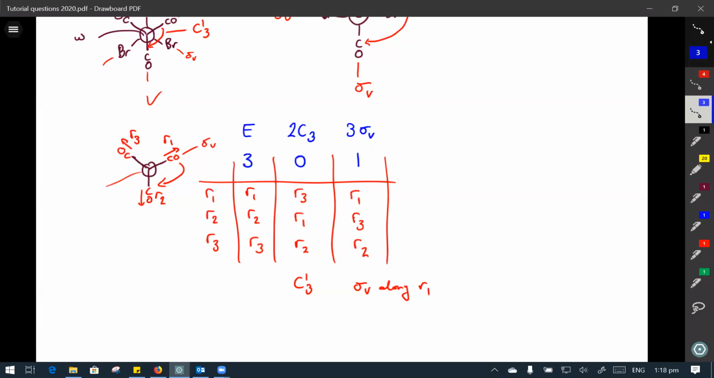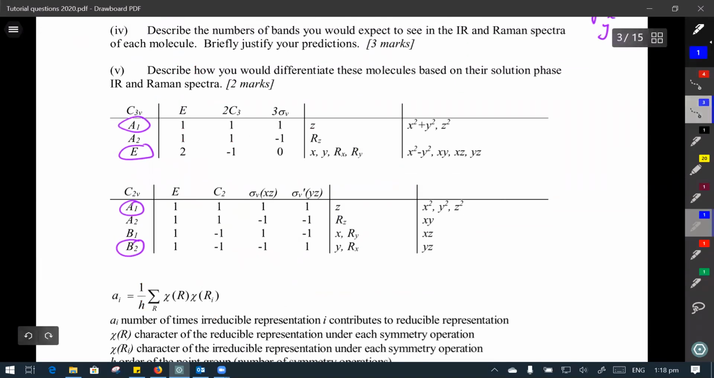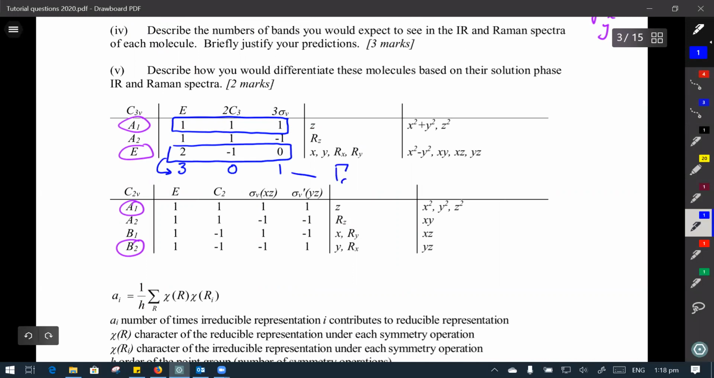So let me go back up to look at the character table now. So what we have then is 3, 0, 1. And I think you could do this by inspection. If you take this and you add this to it, then you get 3, 0, 0, 1. So this means that the symmetry of the carbonyls is described by A1 plus E. Is that okay?